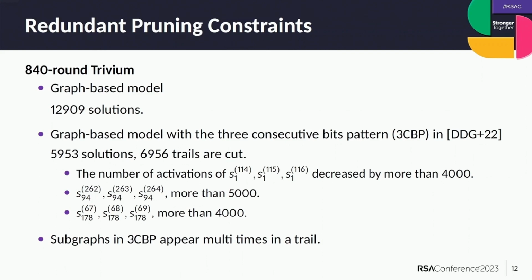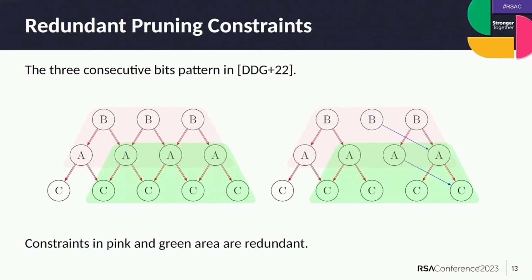That means subtrails in 3CBP might appear multiple times in a trail. Here is an example. The constraints in the pink area and green area are redundant. We only need to add the constraint in the pink area or in the green area.